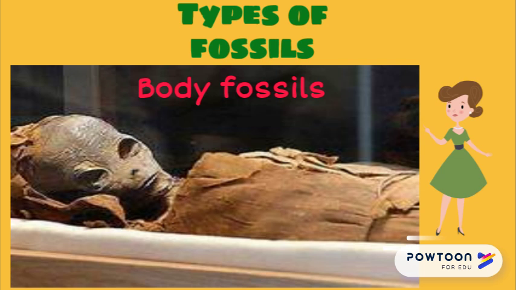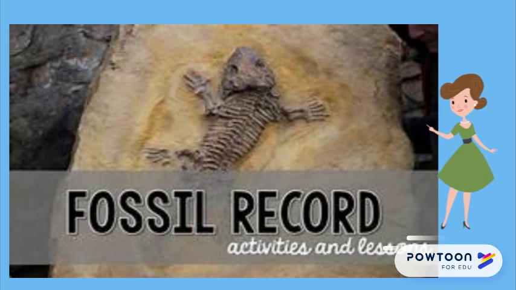They form from hard parts of plants and animals, such as bones, teeth, shells, leaves, stems, and seeds. The soft body parts, such as muscles and skin, rot away or are eaten by other animals. Body fossils tell us about the plant's or animal's body structure.